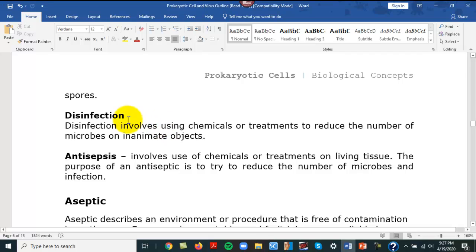These terms, disinfection and antisepsis. Disinfection is something used on inanimate objects like tables and things that are not living. An antiseptic is used on living skin. If you spray alcohol on a table, it's being used as a disinfectant. If you spray alcohol on skin, it's being used as an antiseptic.